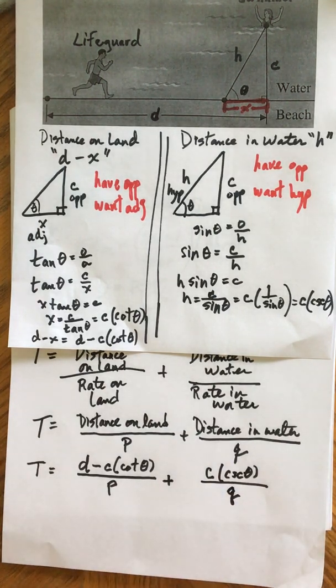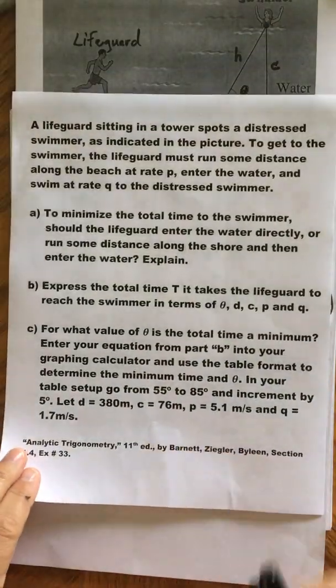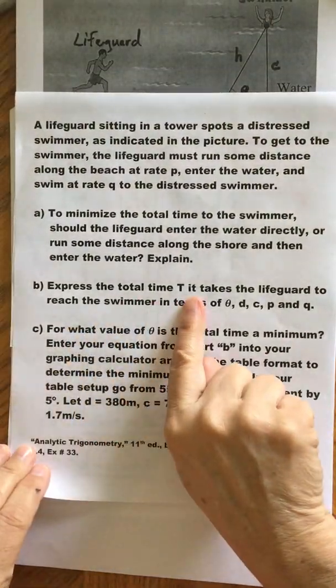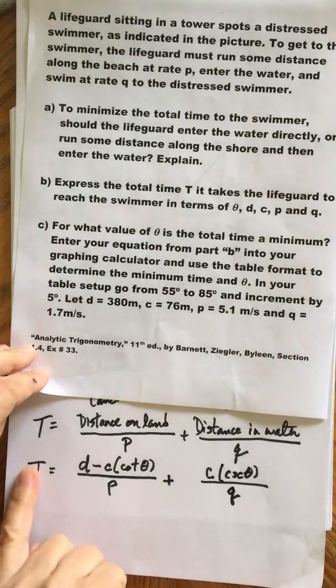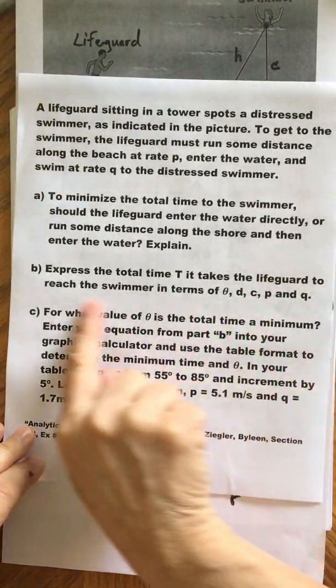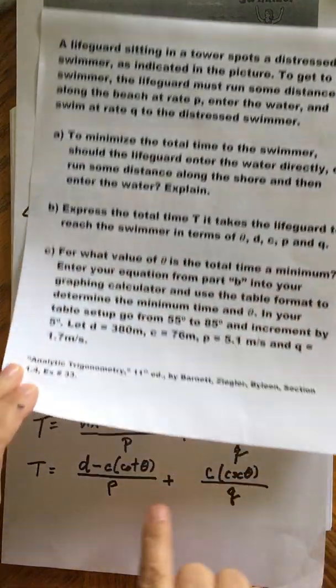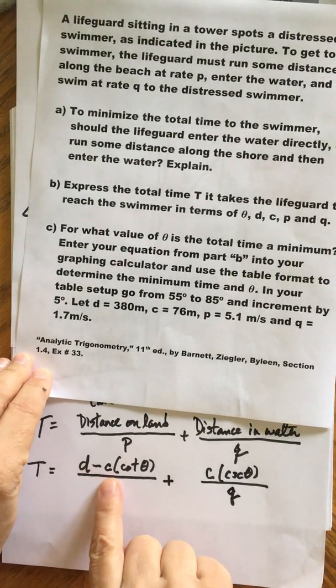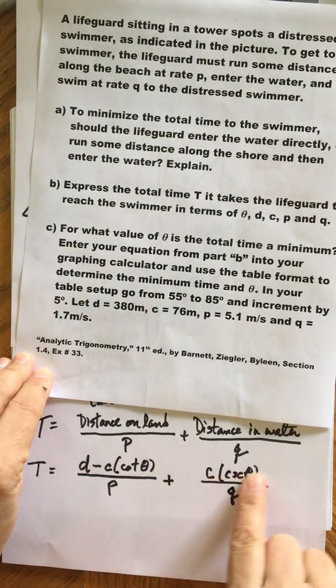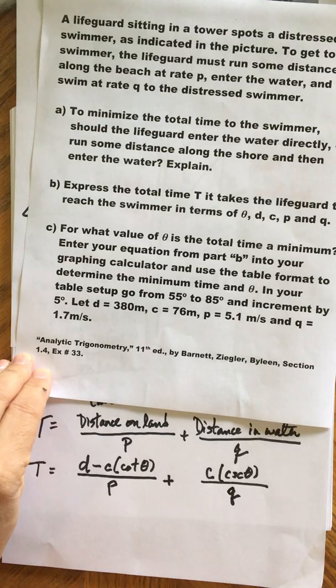Okay, so you've actually found this part now. Express the total time t. You've done it. The time it takes for the lifeguard to reach the swimmer in terms of all these variables, and that's what you've got. You've got d, you've got c, theta, p, c again, theta, q. That's it. You've done it.